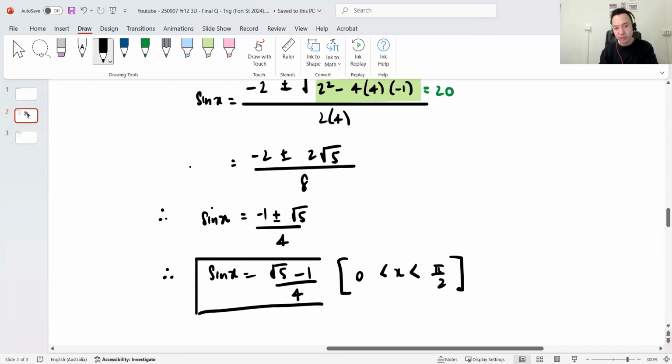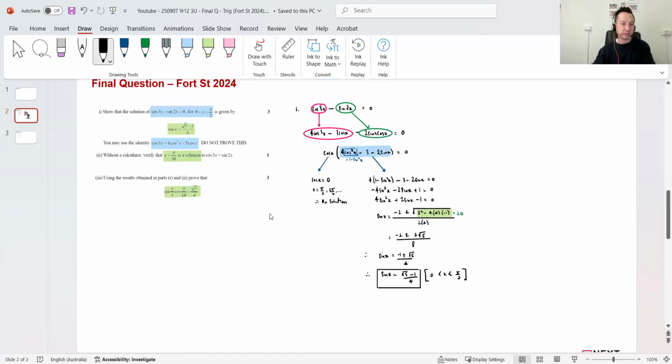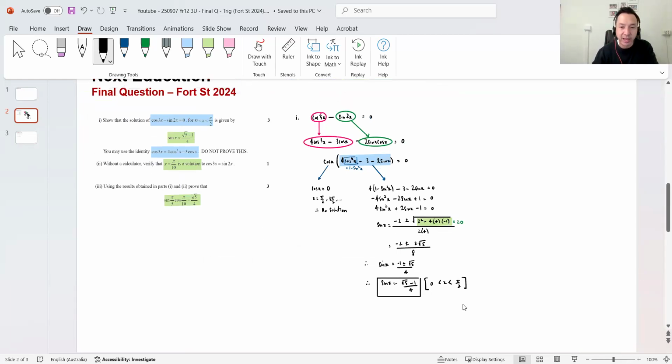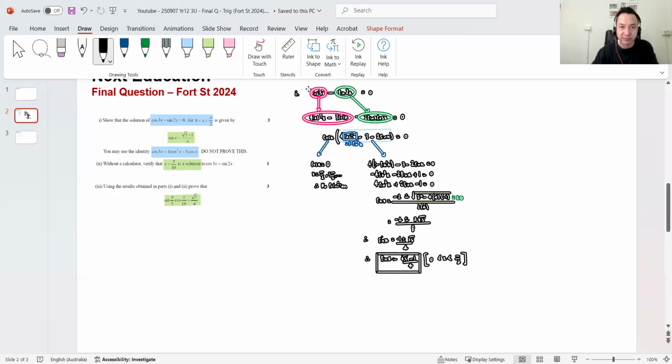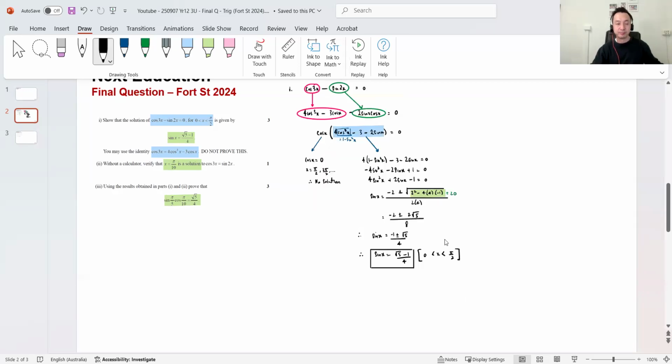So that in itself looks a bit daunting because you're solving something that isn't like easy SOHCAHTOA, right? But that's how you do it. Not too bad. Now, part 2, verify that x equals pi on 10 is a solution. So it feels like I just sub it in, right? Whenever they say verify, I just sub it in.